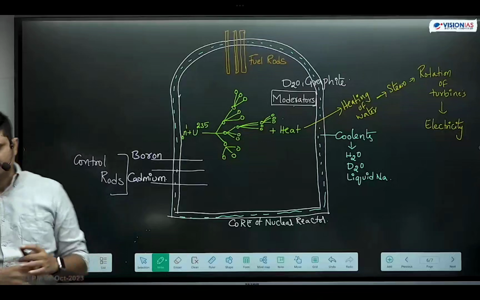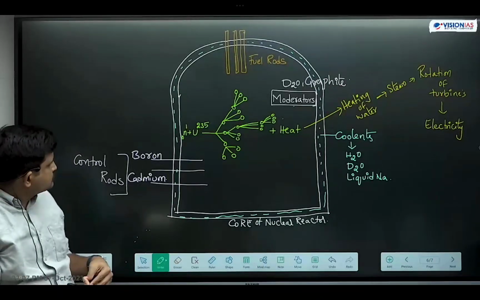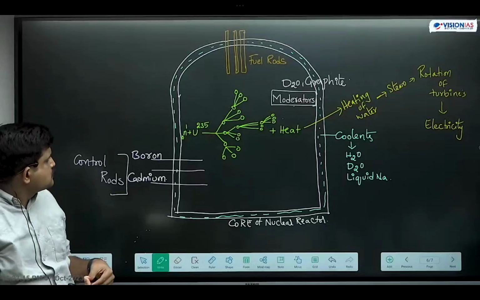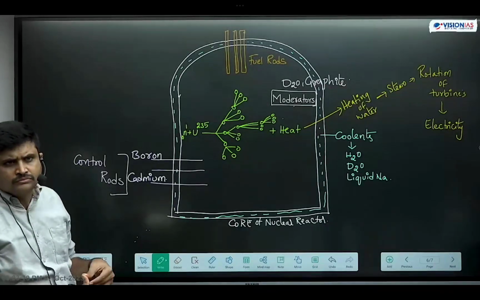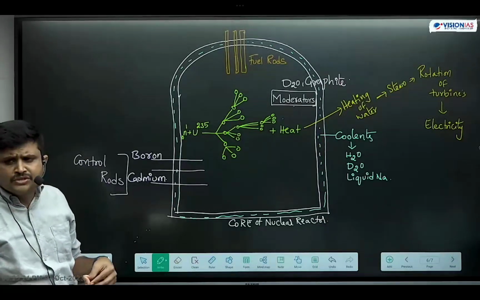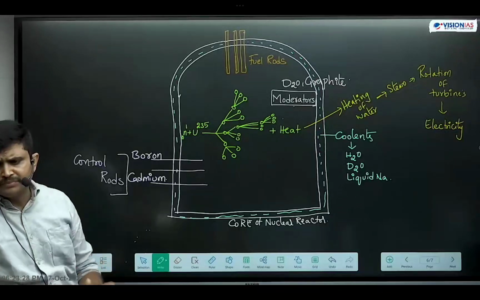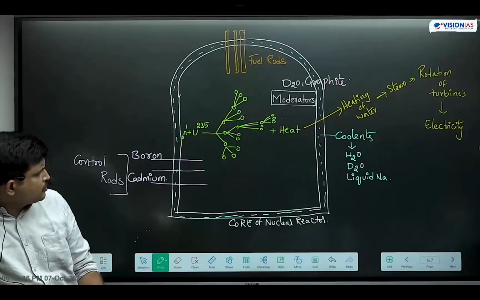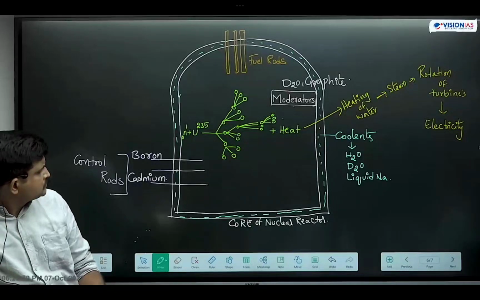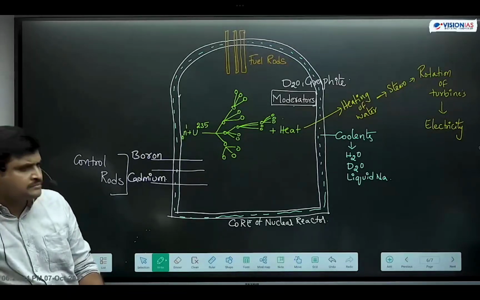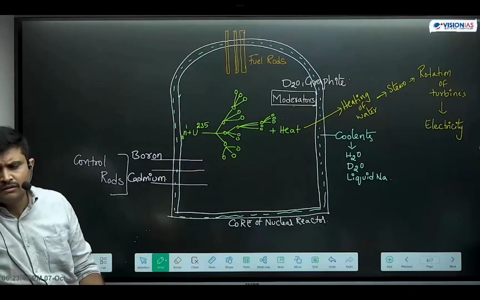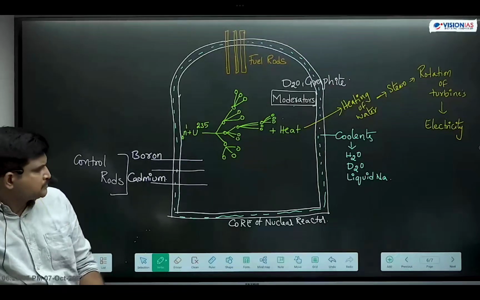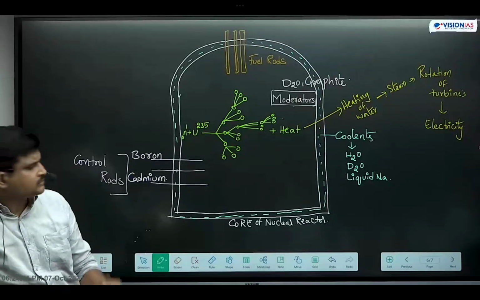Now the next one is coolants. It reduces the temperature of the core of the nuclear reactor. Generally used coolants are water, heavy water, and liquid sodium.